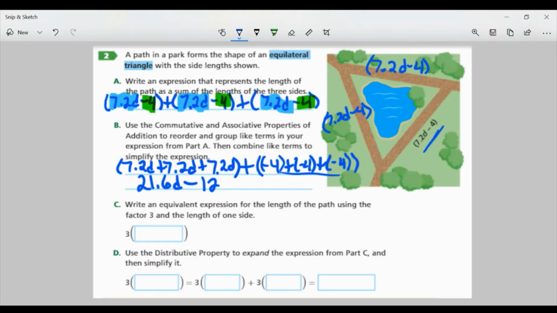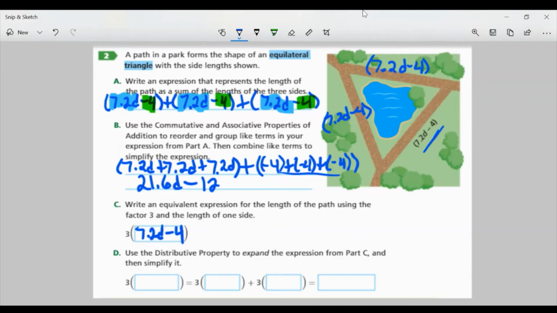Part C. Write an equivalent expression for the length of the path using the factor 3 and the length of one side. Well, I know there are 3 sides and they all have the same measurement, which was 7.2D minus 4.